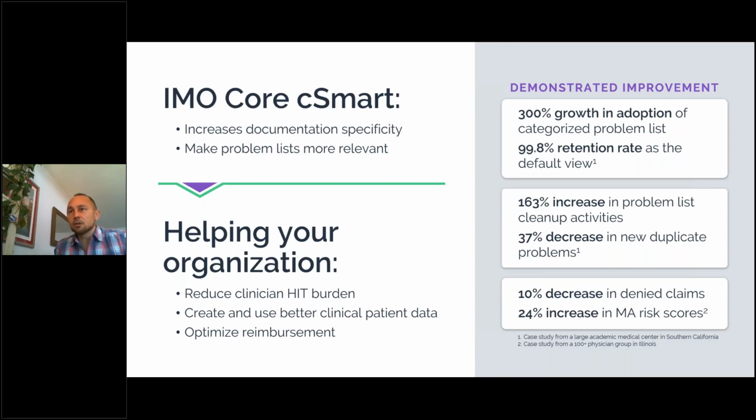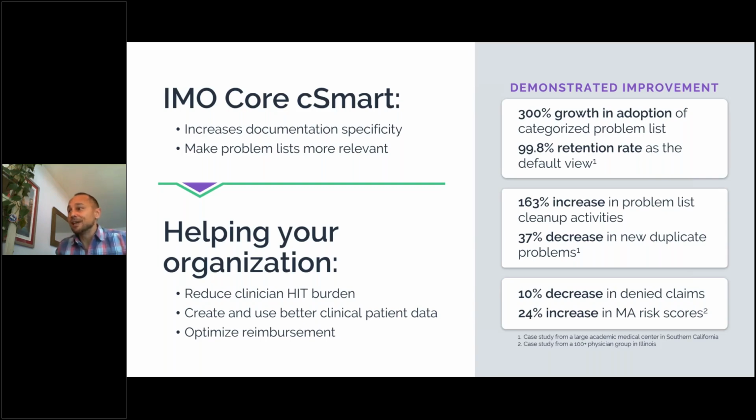So in reducing the clinician HIT burden, i.e. improving your provider's EHR experience, our categorized problem list demonstrated a 300% increase in adoption during a pre-go live pilot, where we granted access to 50 providers. And in 3 months, we saw that number of active users of our categorized view of the problem list grow to 150 providers. And that was just through word of mouth alone. One doc telling another doc, hey, check out this new view of the problem list. So after seeing that growth and adoption, the organization decided to make it the default view across their entire organization.